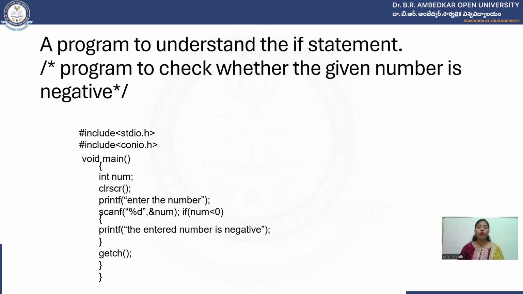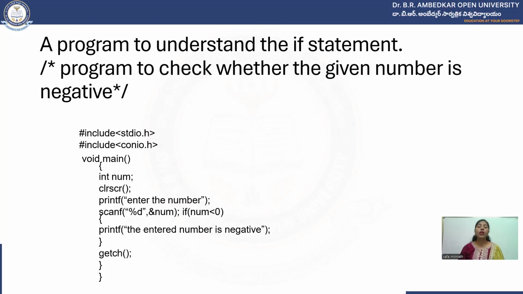What is the condition here? I said about the straight line. On the straight line, the left side means less than 0, that is -1, -2, -3. These are less than 0. And +1, +2, that is 1, 2, 3, the normal numbers, are the positive numbers. In the condition, less than 0 means, for example, -1. If I give -1, it is less than 0, so the condition is true. What is the output I get? The entered number is negative.